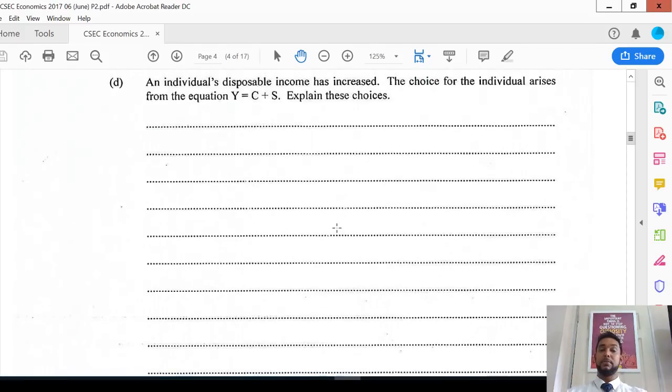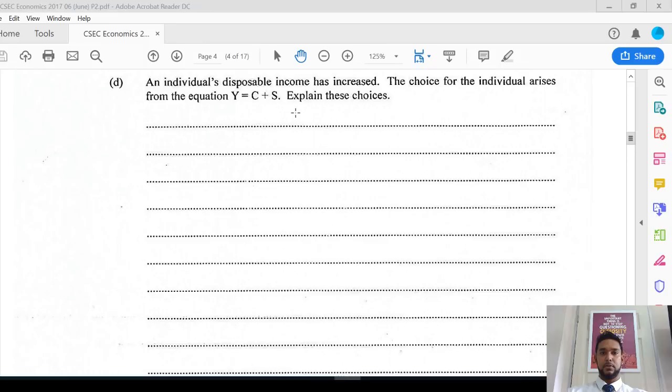Sometimes if you want to bulk up your answers to make sure you get the marks, you can talk about disposable income. Disposable income refers to an individual's income after taxes have been paid. So if an individual's disposable income rises, the choices according to the equation are C and S. Consumption, which means the person will buy necessities as well as wants, and savings. They can either spend on these things or not spend. Any money not spent is assumed to be saved.